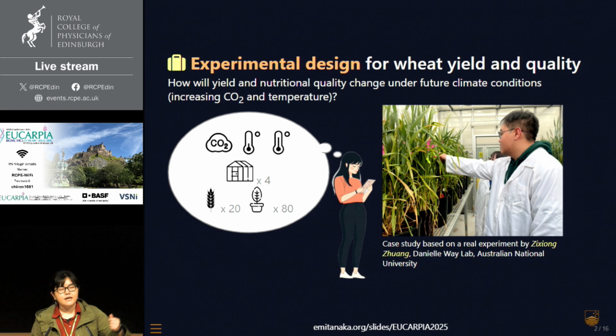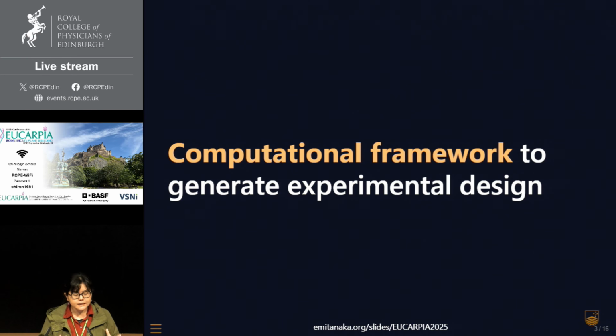And when I say a future climate condition, this is a case in the future we project that the carbon dioxide level is going to increase and the temperature is going to increase. So that's the basis of the experiment I'm going to be talking about. Particularly, I'm going to be focusing on the computational aspects of generating experimental design.